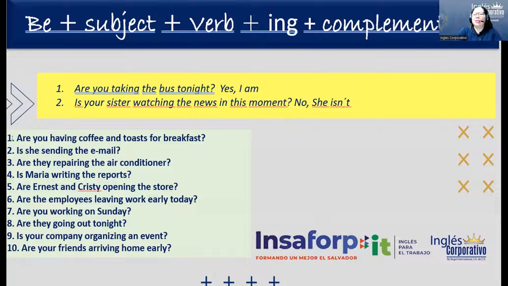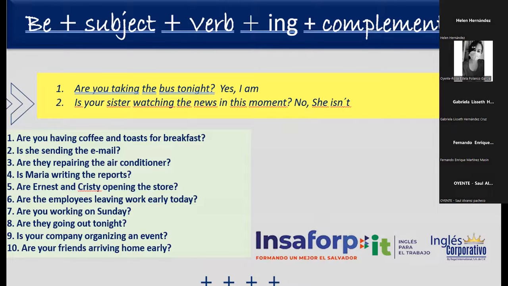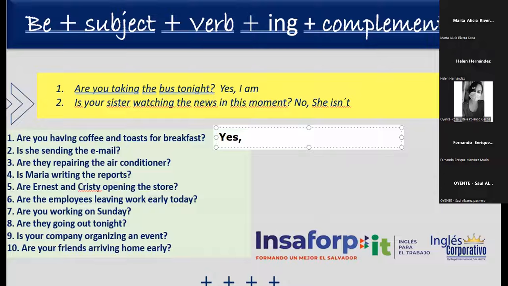Vamos a ver entonces cómo contestaríamos en afirmativo y en negativo estas 10 preguntas, ¿ok? Vamos a ver. Are you having coffee and toast for breakfast? Vamos a ver. Le vamos a hacer esta pregunta a Miss Gabriela. Are you having coffee and toast for breakfast? Yes, I am. Okay, great. Okay, Gabriela, pregúntele a otro compañero, a ver. Vamos a inventar ahí la respuesta, vamos.